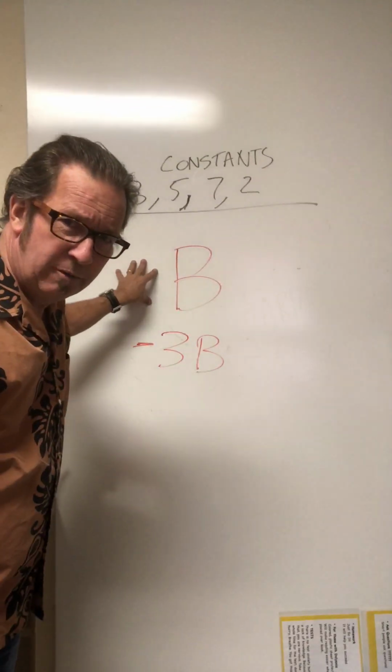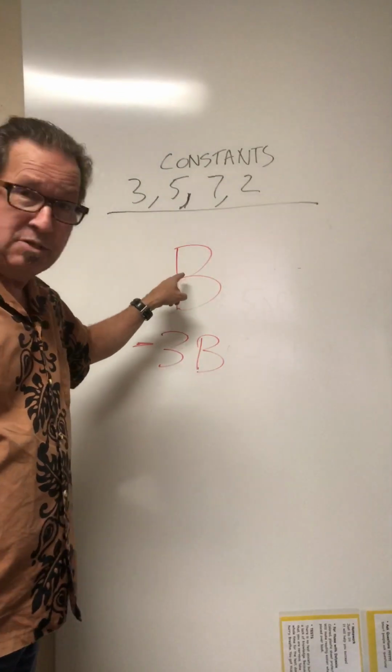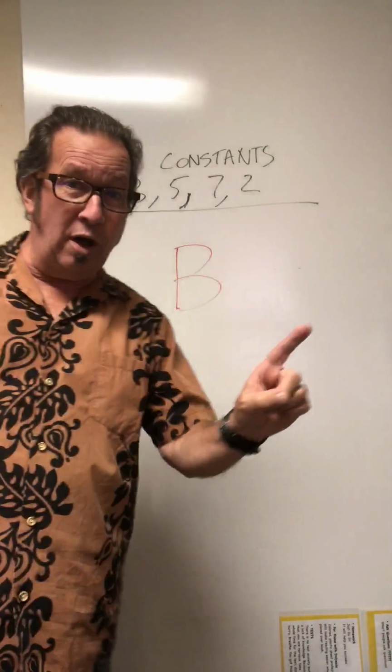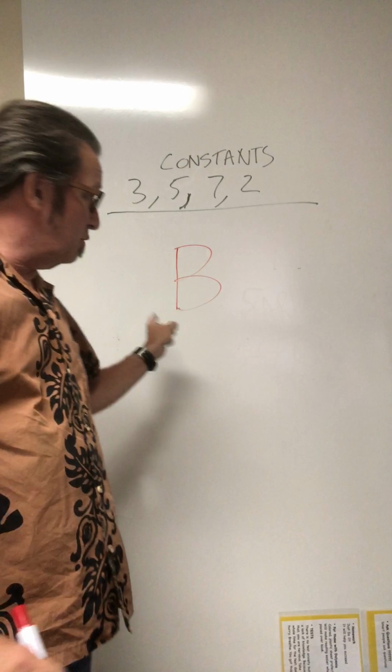I don't see a number. There's always a number there. How many b's are here? How many b's do you see? 1. So even though we don't write that 1 there, it's 1b.